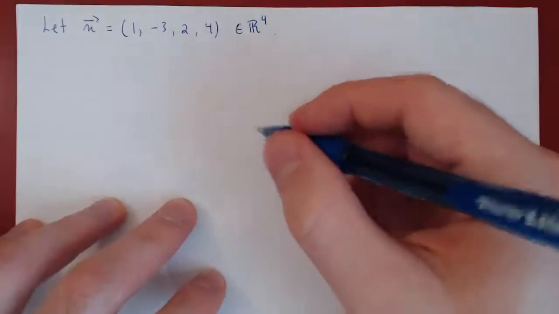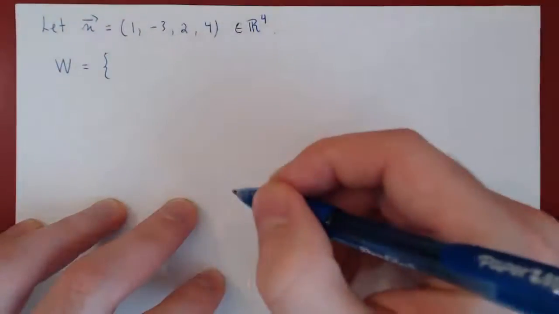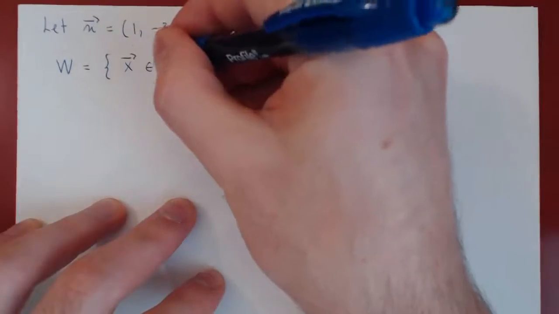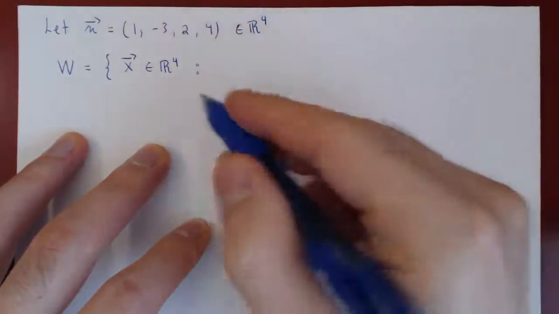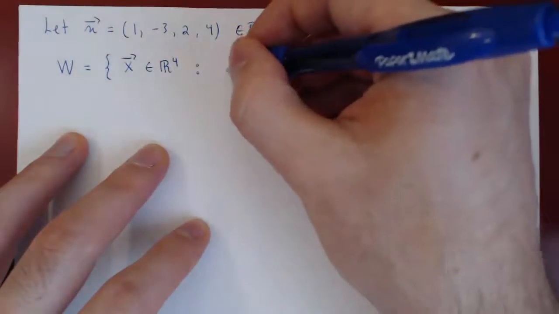And we'll take the following set, say W, and we will take the vectors in R4, so call them x, and we will take only the vectors in R4 that are perpendicular to the vector u.